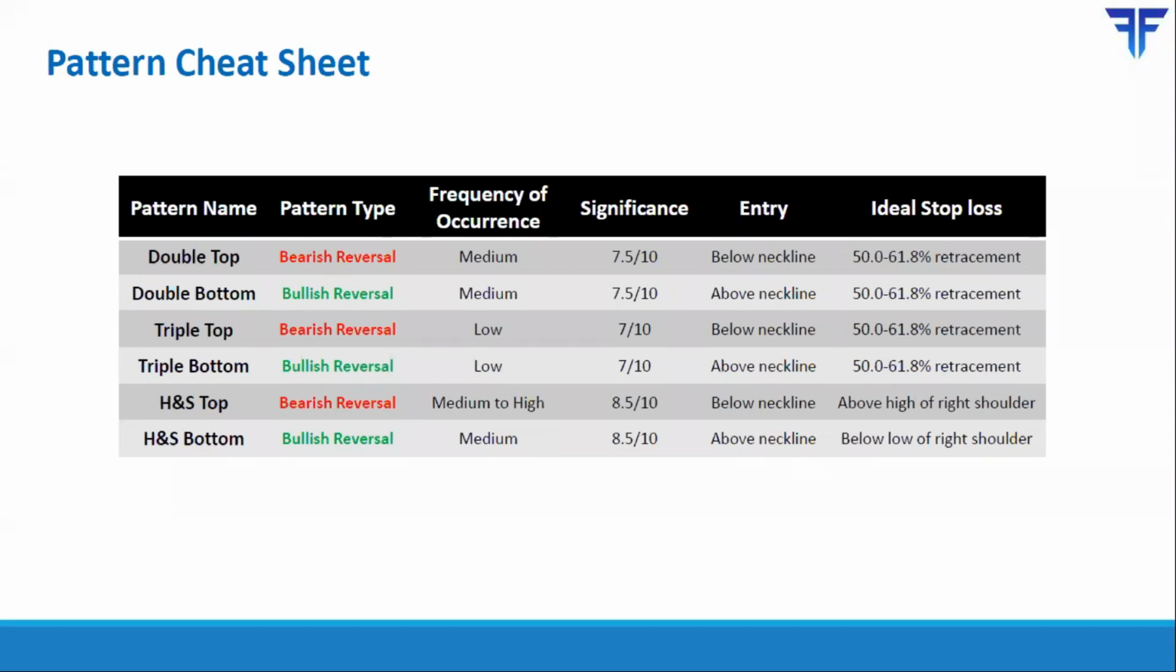Of the 6 patterns that we talked about today, head and shoulder top and head and shoulder bottom are my favorite because number one, they appear frequently, and number two, whenever they appear after a nice rally or decline, they tend to work very well. So I would give them a rating of 8.5 out of 10.